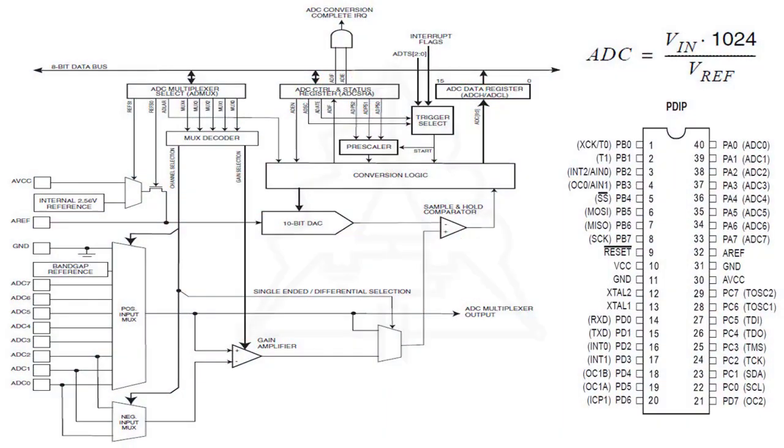Analog to digital converter block schematic. The ADC converts an analog input voltage to a 10-bit digital value through successive approximation. The ATmega32 features a 10-bit successive approximation ADC.